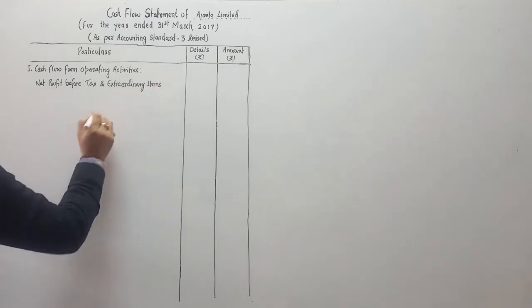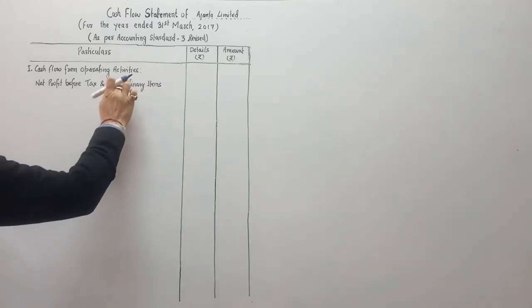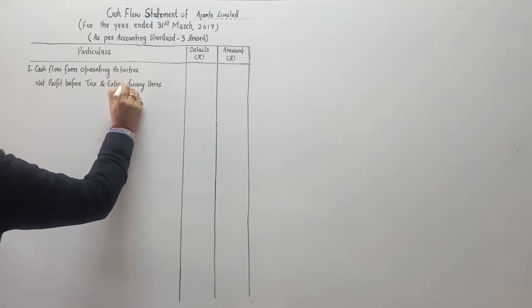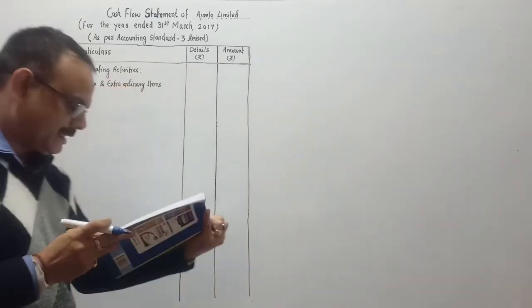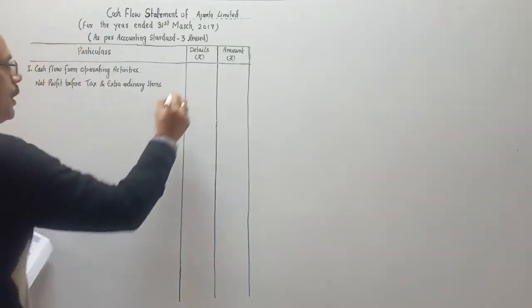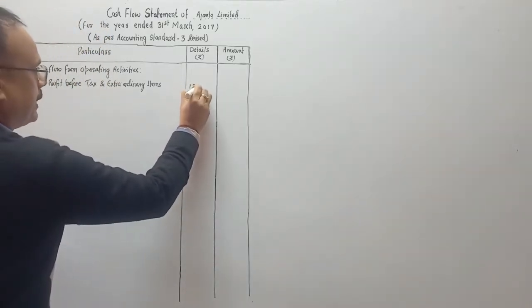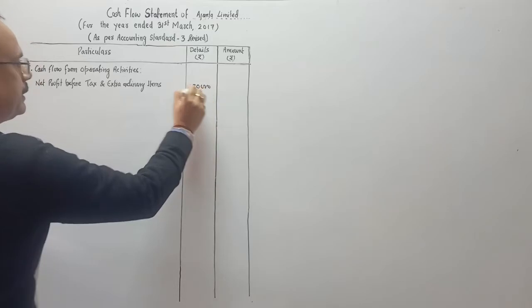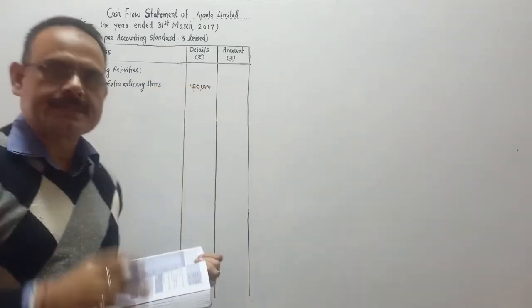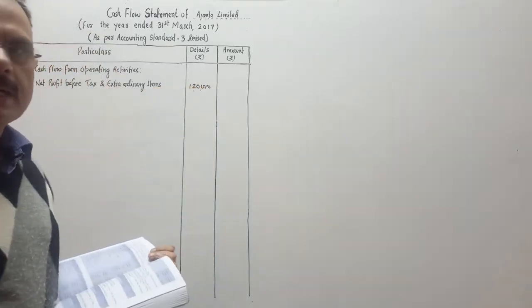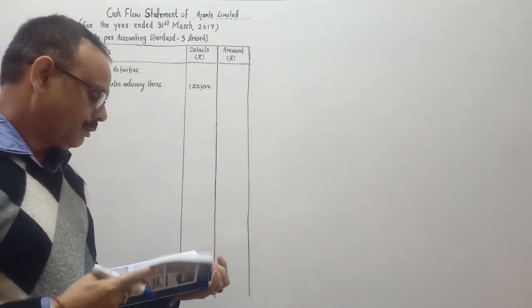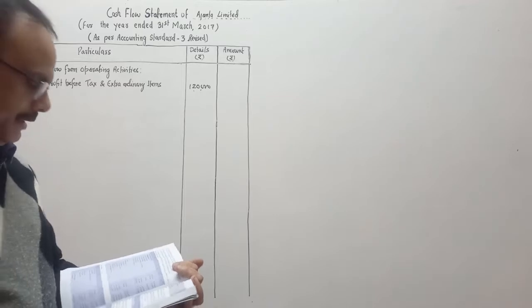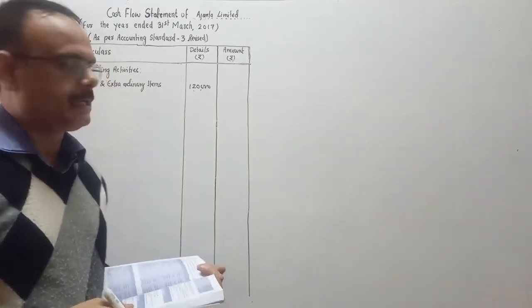Net profit before tax and extraordinary item is the difference of the surplus, that is 1,20,000. Last year there was no figure, this year it is 1,20,000. It means current year profit is 1,20,000. No amount is transferred to general reserve, so there is no appropriation of profit. So directly we will take this amount.